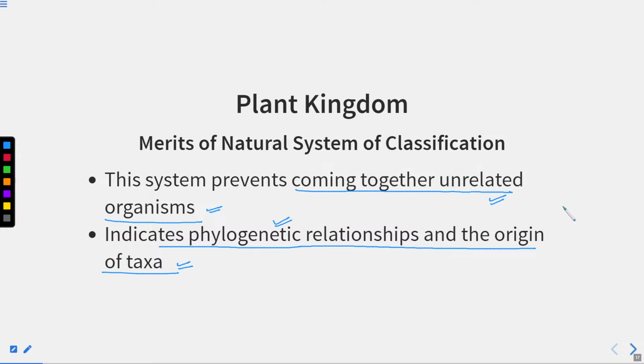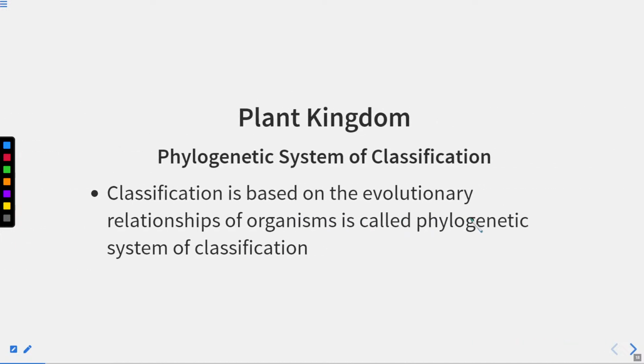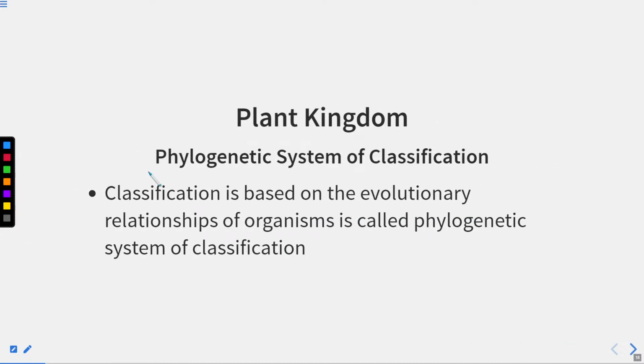We can say that amphibians have developed from fish-like organisms, right? So they are considering that also. Classification, phylogenetic system of classification. Classification based on the evolutionary relationship of organisms is called the phylogenetic system of classification. So in this system of classification, we are not only considering the different characteristics based on morphology, anatomical structure, cytological structure or physiology, but also the evolutionary relationship among the organisms, right? So that is the phylogenetic system of classification.